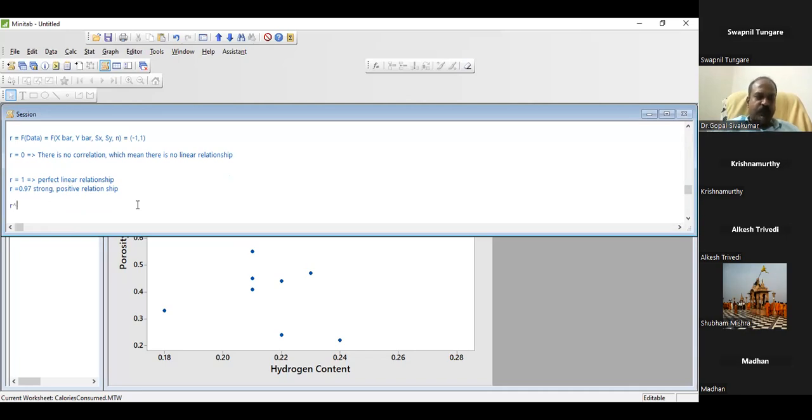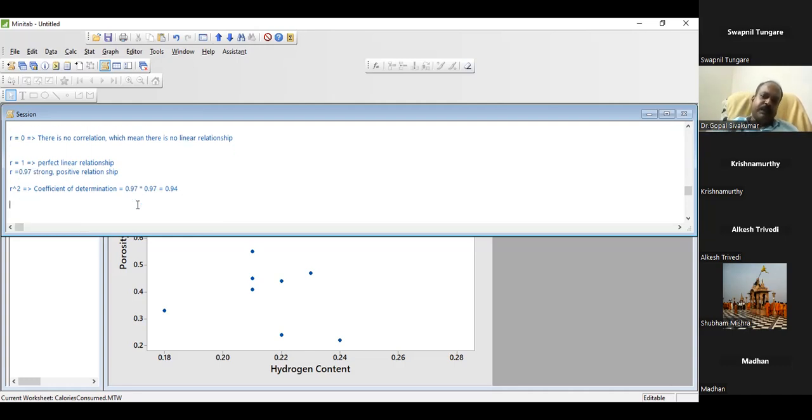For that purpose, I want you to square this R. When you square this R, it will become the coefficient of determination. Can one of you square this value for me and tell me how much it is coming to be? 0.97 multiplied by 0.97 is 0.94. Very good.